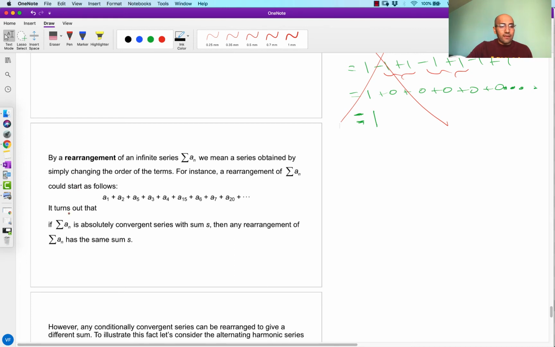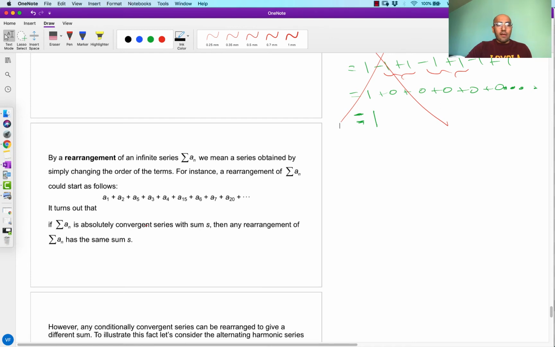It turns out that if the series is absolutely convergent with a sum of S, then any rearrangement of that series has the same sum. So if we have an infinite series and we know that it's absolutely convergent, and we know that its sum is equal to capital S, then we can do a complete rearrangement and always get the same result. But not the case if it's not absolutely convergent, right?